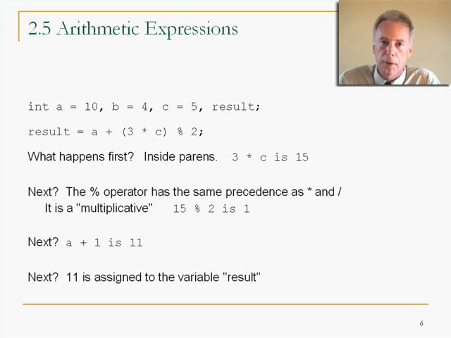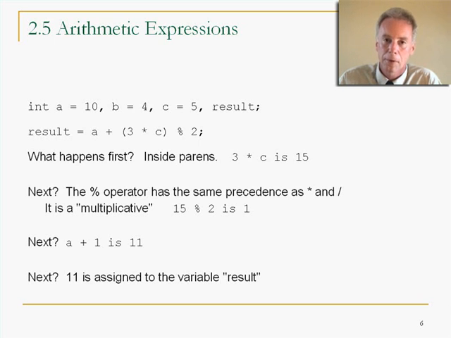Now let's look at some more arithmetic expressions written in the C language. We have, for purpose of demonstration, declared some variables A, B, C, and result. Probably not good names for variables. They don't follow the convention of using English words. But they do provide us with a way of looking at arithmetic expressions. So look at this one. Result gets a plus 3 times c modulus 2.